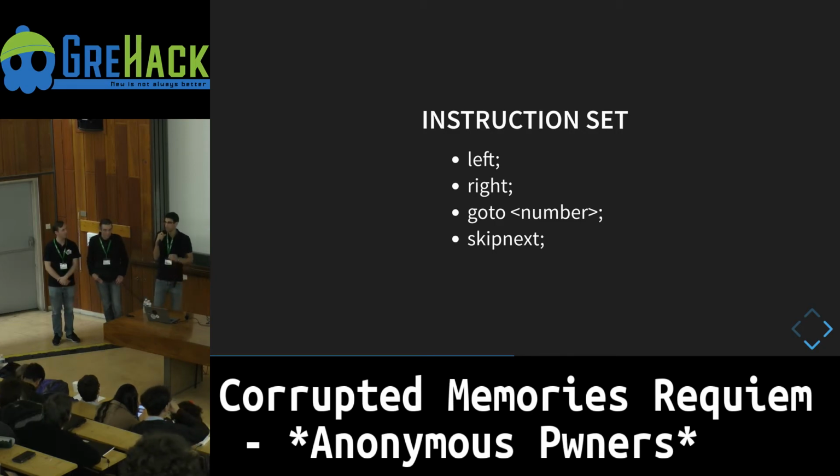Skip next is the actual condition. It will skip the next instruction if, and only if, the current cursor position is equal to the initial cursor position or the initial cursor position of the other VM.